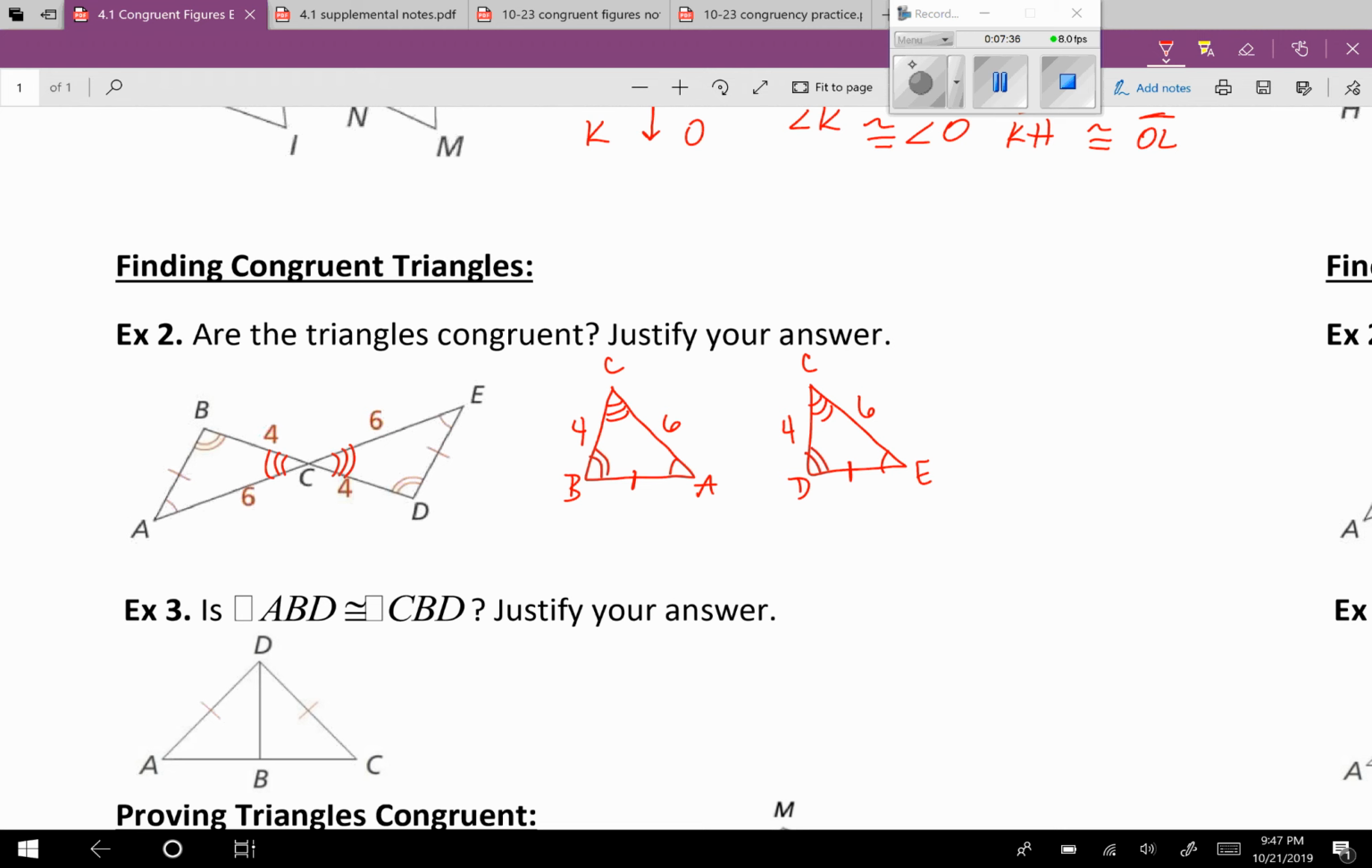So are they congruent? Well, match them up. CB matches CD. Those are congruent. CA matches CE. Those are congruent. BA and DE, well, we see the tick mark, so we know those are congruent. So our sides are good. And now look at your angles. 3 and 3, 2 and 2, 1 and 1. Do they all match? Yes. So yes, they are congruent because they have congruent corresponding sides and angles.